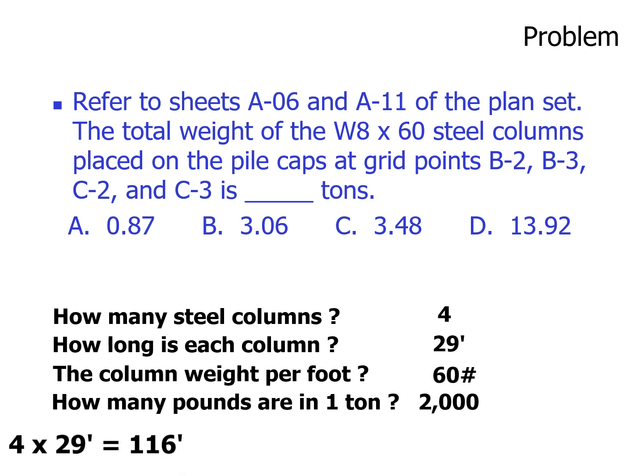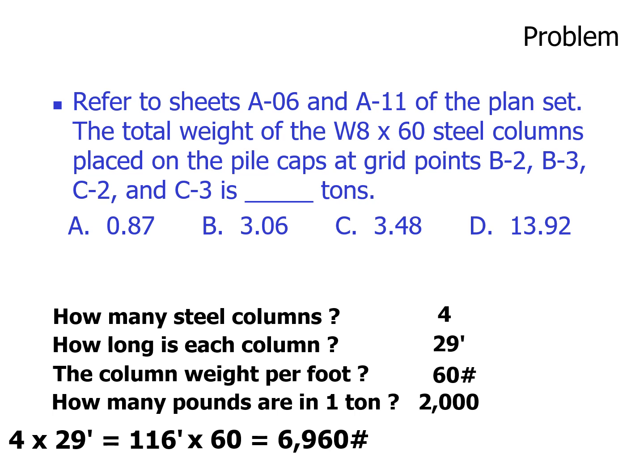So I have 4 columns that are 29 foot each. That's 116 feet of columns. It weighs 60 pounds per foot. I have 116 feet. So multiply the 116 times 60. Now you know it's 6,960 pounds. Now all that's left to do is divide it by 2,000 because 2,000 pounds is in a ton. Then you have your answer. 3.48, answer C. Okay, 3.48 tons.